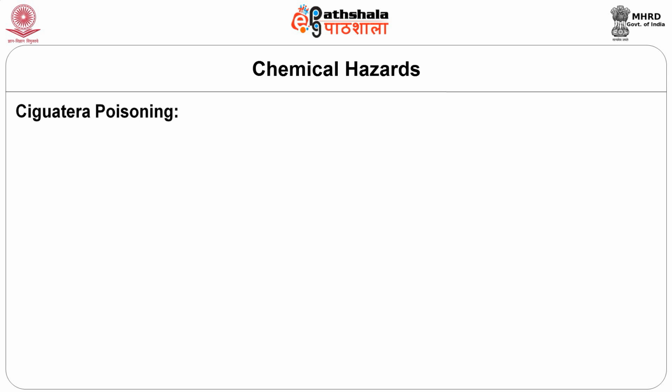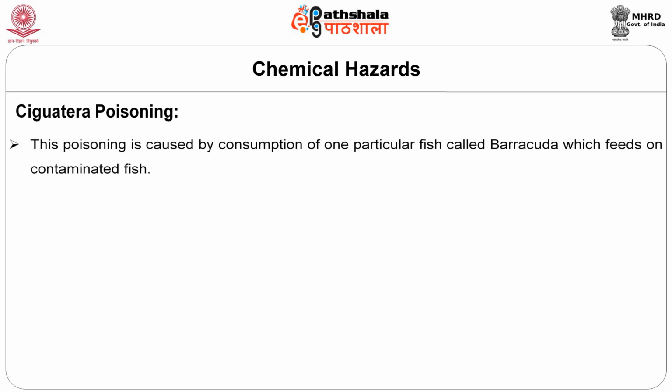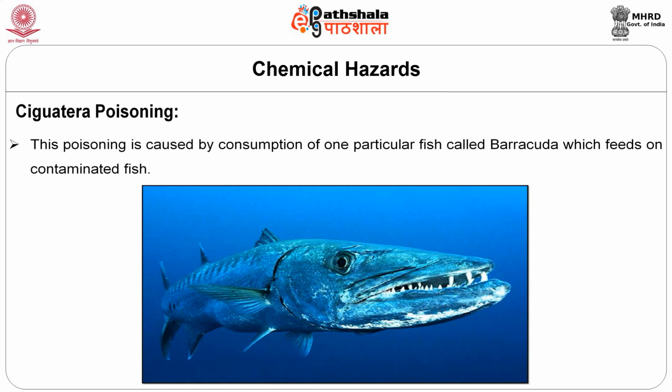The other type of marine toxic poisoning could be Ciguatera poisoning. This is caused by the consumption of one particular fish called barracuda, which feeds on contaminated fish. This fish is generally found in the eastern side of the Atlantic Ocean, Red Sea and Caribbean Sea. The symptoms include nausea, vomiting, cramps and diarrhea.